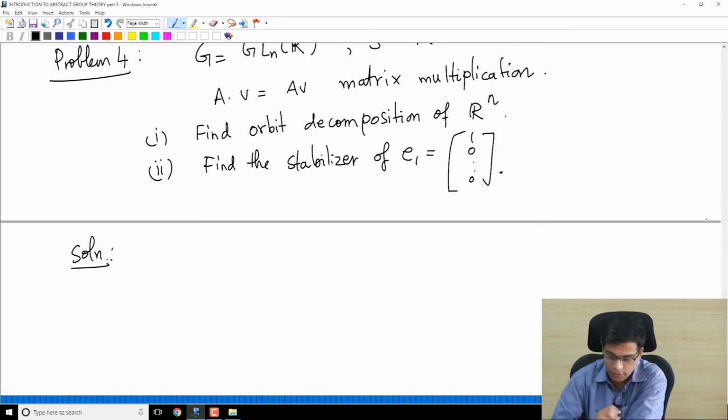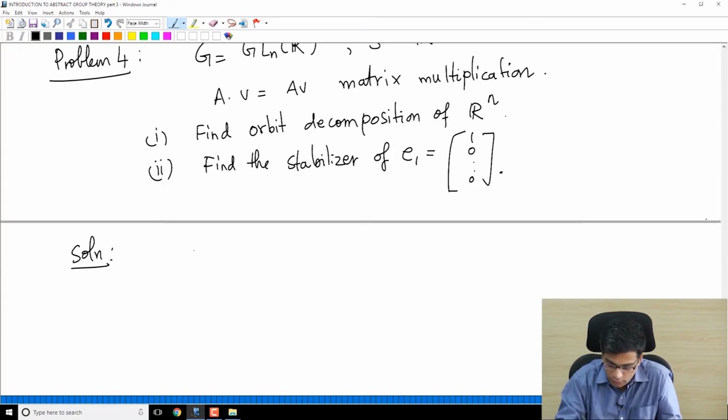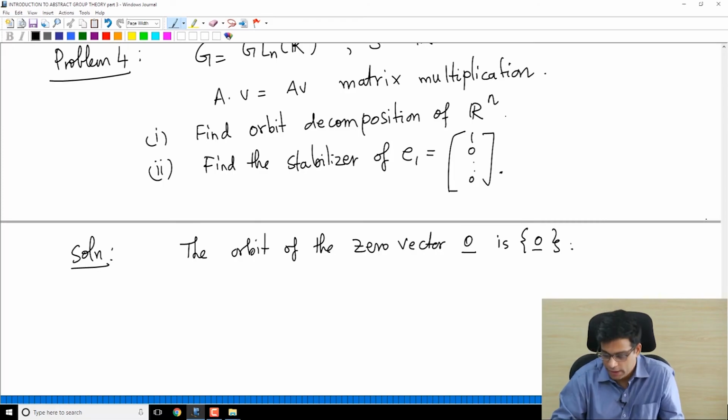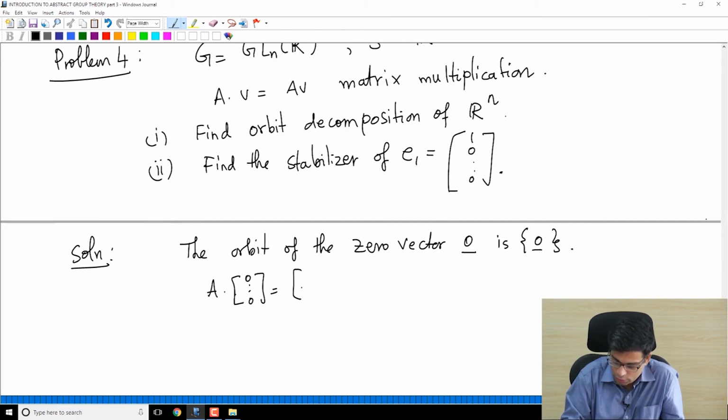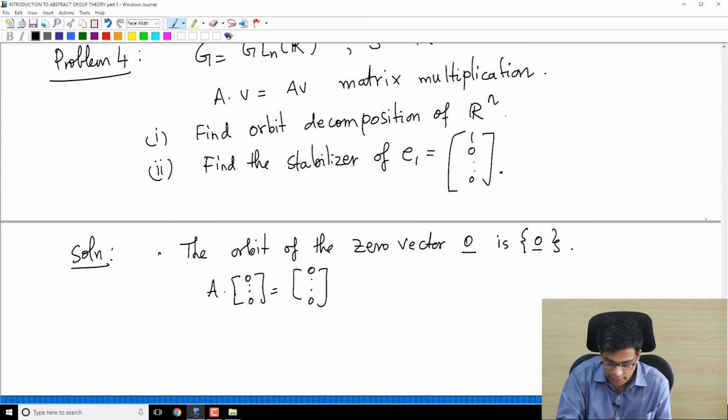Okay, let's solve this. Find the orbit decomposition. So I have alluded to this when I did this example and did orbit, so let me quickly do this. First of all, if you take the 0 vector, the orbit of the 0 vector is just the 0 vector, right? Because any matrix times the 0 vector is the 0 vector. So this is an orbit by itself. So this is one orbit. On the other hand, there is only one more orbit.